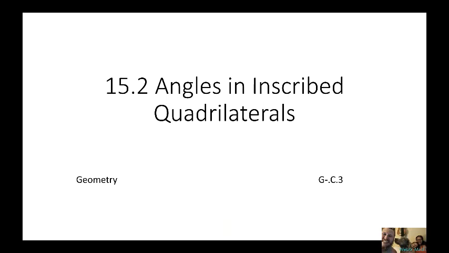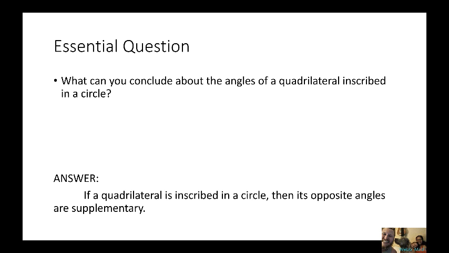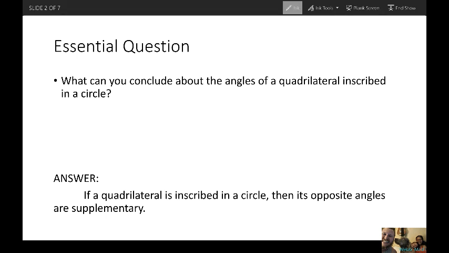15.2, angles in inscribed quadrilaterals. Quadrilateral, again, means 4. Geometry. The essential question: what can you conclude about the angles of a quadrilateral inscribed in a circle? The answer is if a quadrilateral is inscribed in a circle, then its opposite angles are supplementary. So again, it's just a rough drawing.